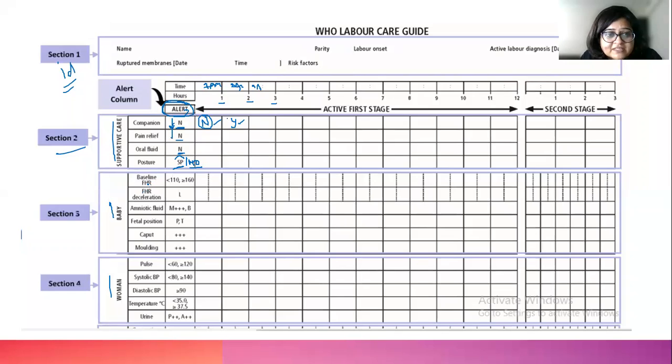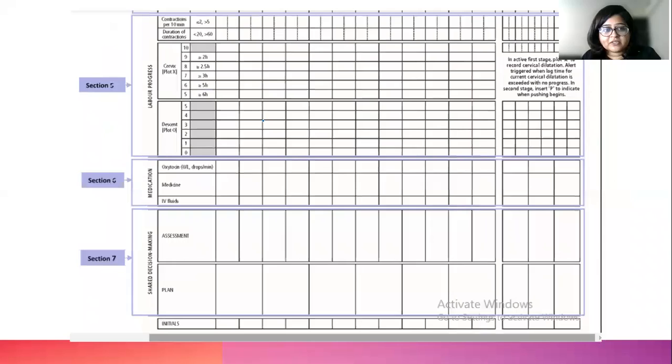Same in the fetal status. Baseline fetal heart rate, if it's bradycardia or tachycardia, it's an alert point. L means late decelerations. If there are late decelerations, it's a bad point. If there is thick meconium, 3+ meconium, or bleeding in the liquor, blood stained liquor, it's a bad point. If the fetal position is posterior transverse. I'll come to each one of them. But what I mean to say is this column is the alert column. If any of your recordings fall in any of these, then you need to be alert and alter your plan of management accordingly.